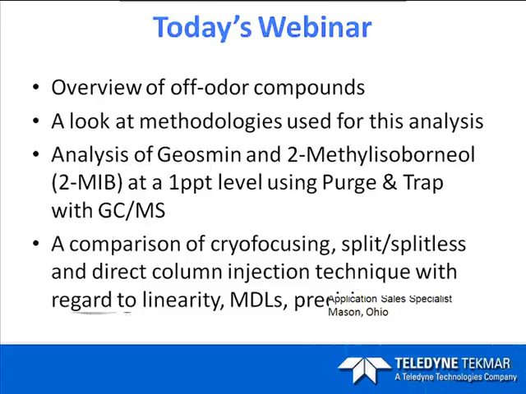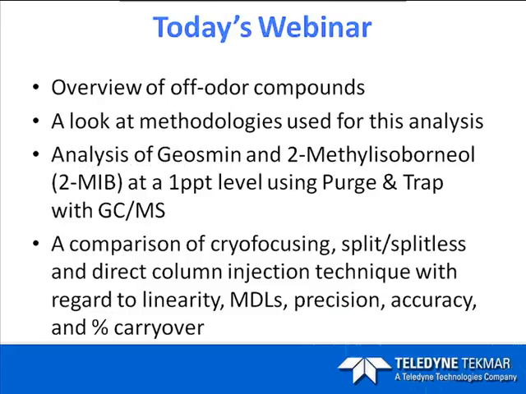In today's webinar, we're going to take a look at the overview of some of these off-odor or taste and odor compounds. We're going to look at current methodologies that are used for this particular analysis. We're going to look at the analysis of Geosmin and 2-Methylisborneol, and from now on I will refer to that as 2-MIB, at a 1 part per trillion level using Purge and Trap with GCMS.